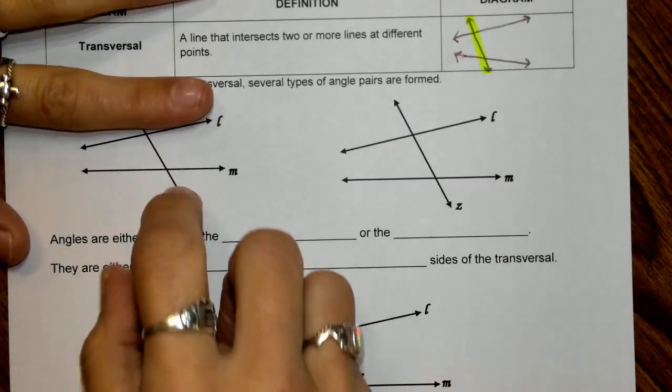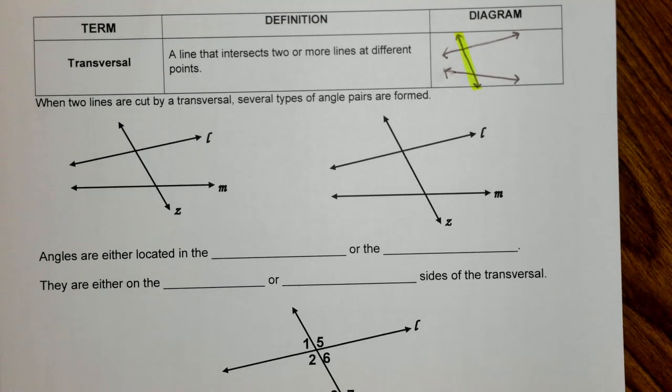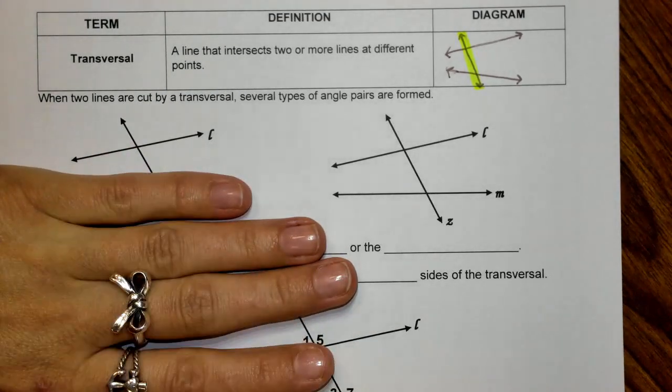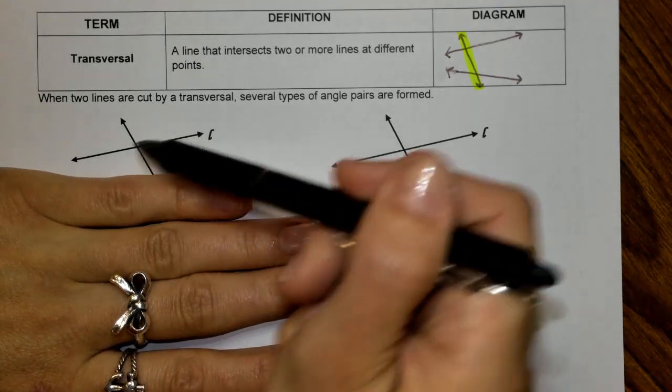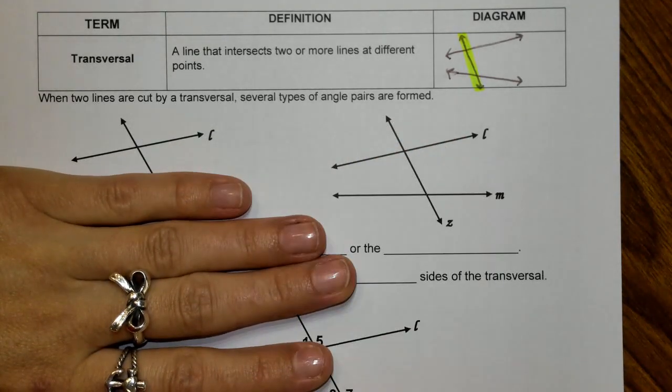Several different linear pairs. Those only occur at the intersection of 2 lines. Vertical angles across the vertex here. Let me get something to point with. Vertical angles across the vertex. Here's a pair. Here's a pair. Again, they only happen with the intersection of 2 lines.